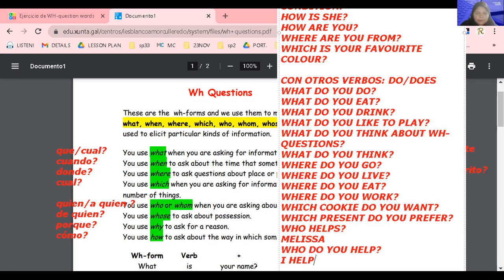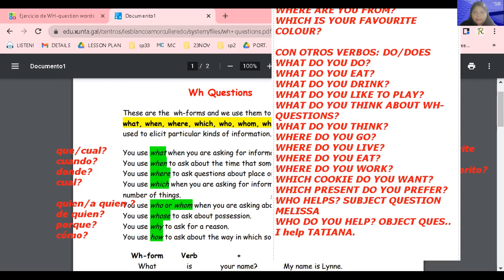I help Tatiana, por ejemplo. Vamos a ver. Entonces, aquí. Recuerden, subject question, cuando va seguido de un verbo. Y object question, cuando va seguido de un verbo auxiliar. Cuando es una subject, yo quiero saber quién. ¿Quién es la persona que realiza la acción? ¿Quién ayuda? Melissa. Y acá, object question. ¿Quién recibe la acción del verbo ayudar? Tatiana. Yo ayudo a Tatiana. Muy bien. Seguimos ahí con la otra.